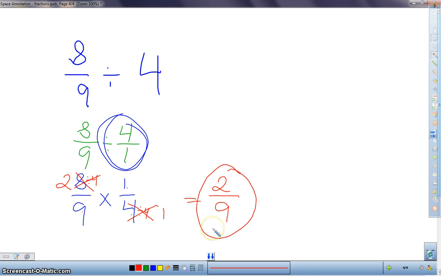Okay, so adding and subtracting, you need common denominators. Multiplying and dividing, you do not worry about it. Okay, with division, you have to make sure you flip the second number and multiply.